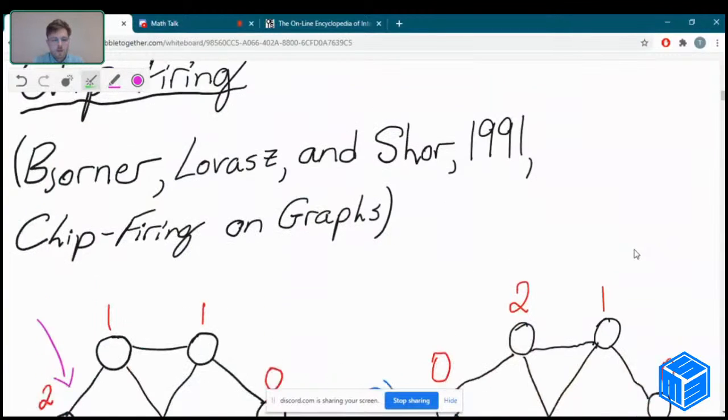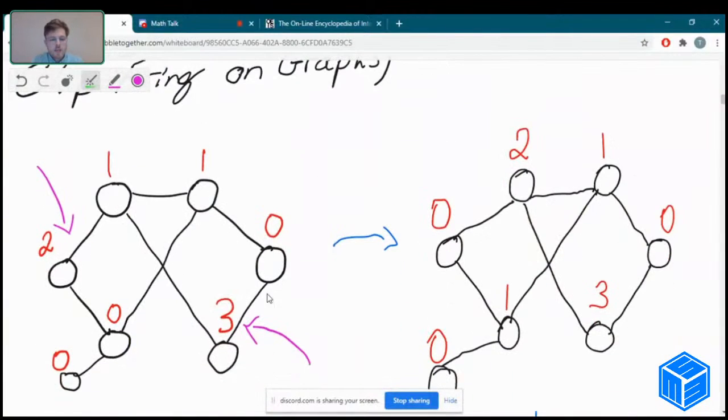And what chip firing is, you take a graph. I've drawn a graph here. You can have whatever graph you like. And you assign to each vertex an integer value, representing the number of chips that reside on that vertex. So you can see here we have a vertex with 2, a vertex with 1, with 3. Some of them are completely broke.